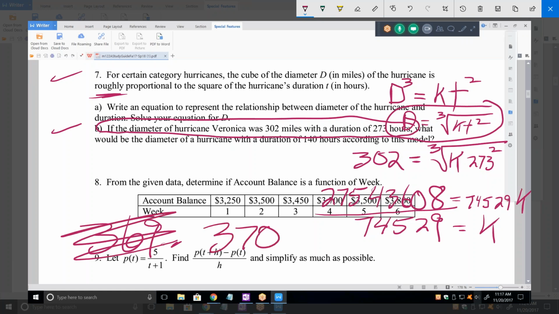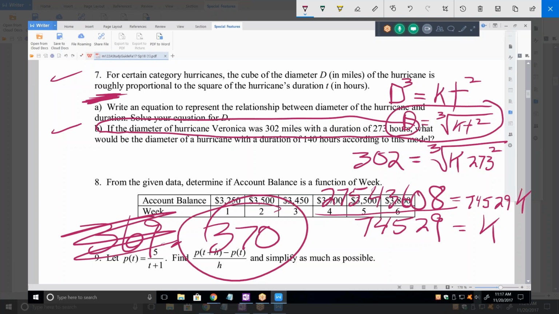And there's a reason I'm rounding off to a whole number. It said it was roughly proportional, so there's no point in making k accurate to 3 decimal places. I'm rounding it off to the nearest integer, 370.